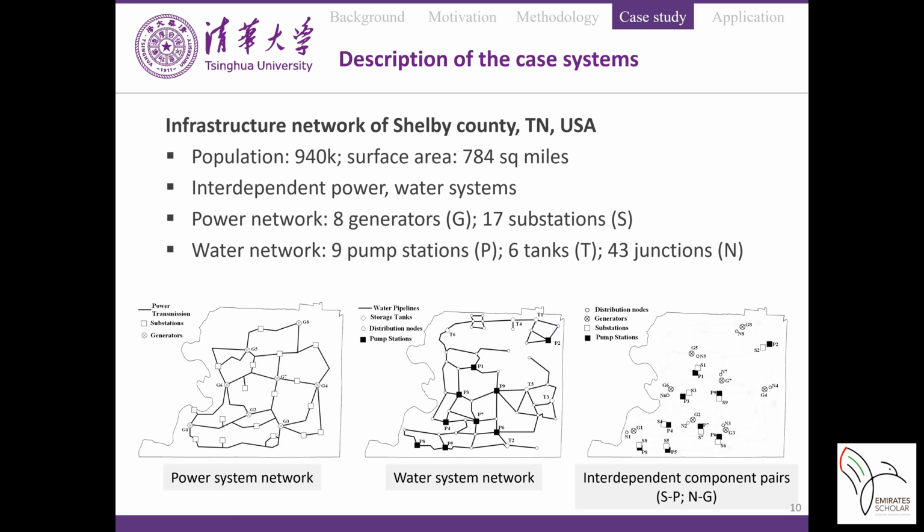We focused on the interdependent power and water systems. The power network consisted of 8 generators and 17 substations connected with a wide network of transmission lines, and a water network consisting of 9 pump stations, 6 tanks, and 43 junctions. The figures below show a layout of the components of these systems on the map of Shelby County.